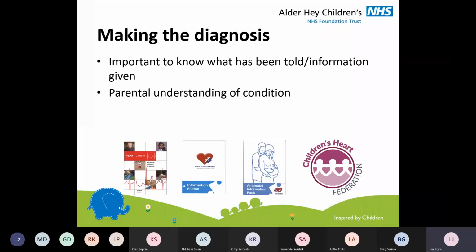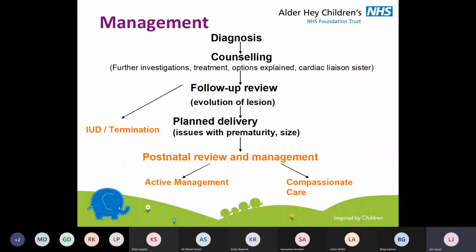So I'll just rush through. Basically, this is a flow chart. You diagnose, you counsel them, you review them again because things can progress, and then you plan for delivery.